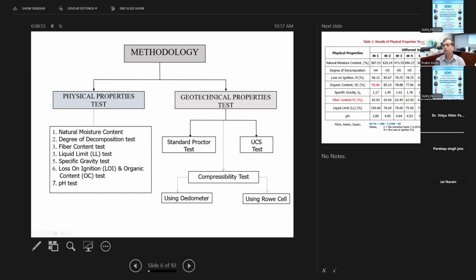For geotechnical properties, the standard Proctor and UCS are common, and then also the compressibility test, that is the consolidation test, because it has fiber. If you use the normal odometer test or consolidation test, it will not give you the correct results. So you need to use a bigger diameter cell called the Rowe cell, and you need a large quantity of sample, and there is a rubber balloon. You can pressurize using the rubber balloon, and then consolidation takes place. An advantage is that you can also measure the pore water pressure from the Rowe cell consolidation test.